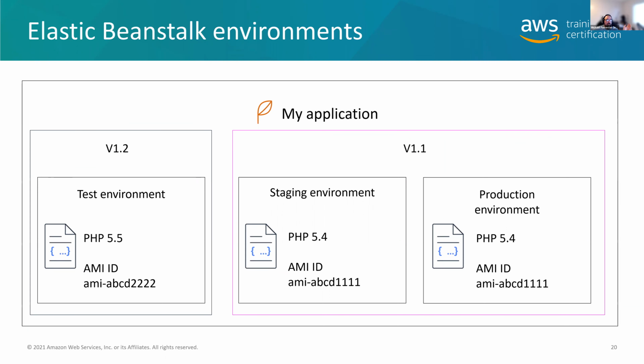Here's an example where you've got two versions of code. You've got a test environment under version 1.2, and then you've got a production and a staging environment, and that's on an older version because you're still testing 1.2. Notice that the AMI IDs are different between the two versions of the application, and even the PHP versions are different.